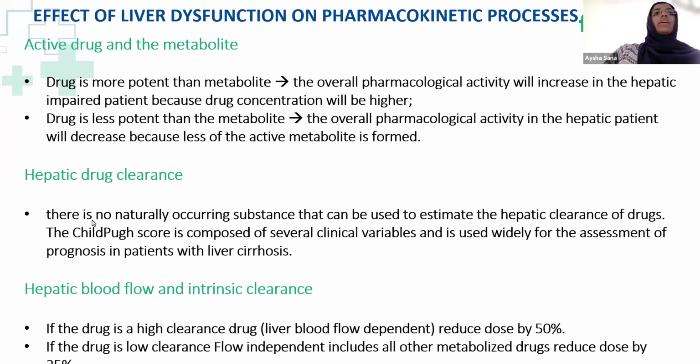Next concept is hepatic drug clearance. Since there is no naturally occurring substance that can be used to estimate the hepatic clearance of drugs, the Child-Pugh score is used in liver patients to assess the prognosis of patients with liver failure.